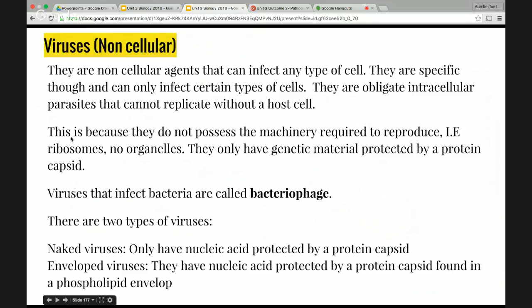This is because they do not possess the machinery required to reproduce, like they don't have any ribosomes to produce protein, they don't have any organelles, and what they have is their genetic material, which is protected by a protein capsid. There are some types of viruses that infect bacteria, and those are called bacteriophage. Now, bacteriophage is really useful in genetic technology, and we'll talk about that later on in Unit 4.